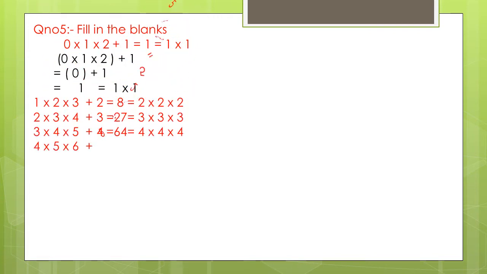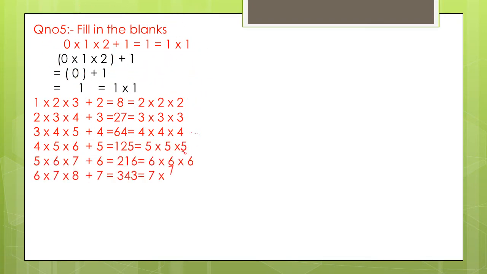Question number 5, the exercise and last question. Fill in the blanks. Let us check this: 0 into 1 into 2 plus 1 is equal to 1. And 0 into 1 into 2 is, we can show, 0. Because multiplied by 0 it is 0. And 0 into 1 into 2.